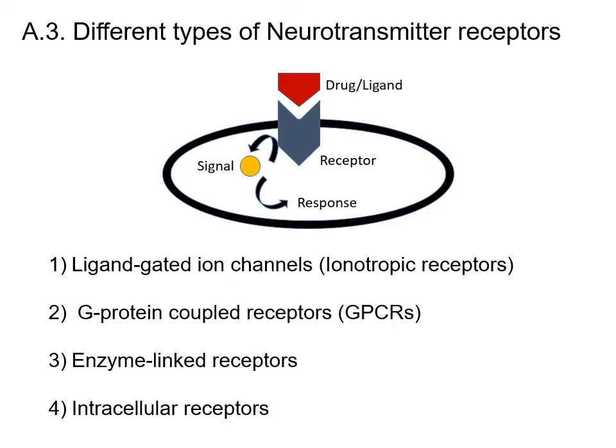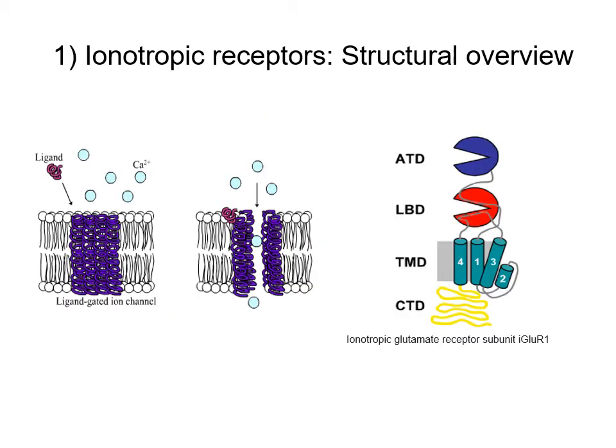Then we have also enzyme-linked receptors and intracellular receptors. And we will talk a little bit about each of these receptors here in this introductory video. And as I mentioned, ligand-gated ion channels will be seen in more detail in the following videos. So here there is an overview of a ligand-gated ion channel. These are the easiest one to describe.